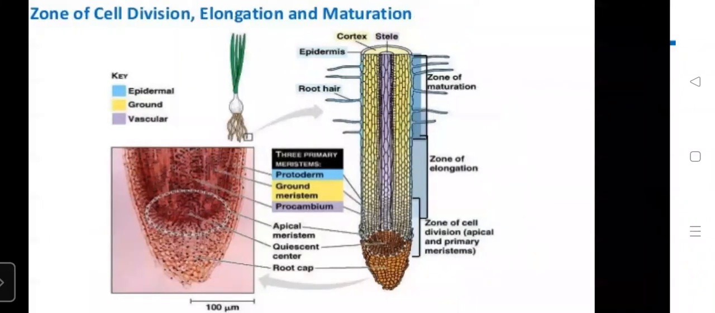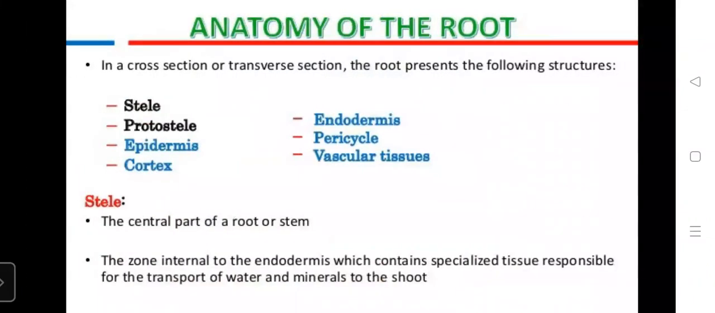Next we are coming to the anatomy of the root. This is very, very important. The internal organization of the root is simpler than that of a stem.